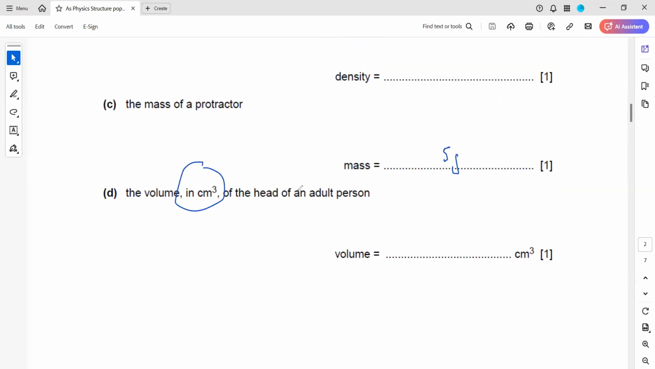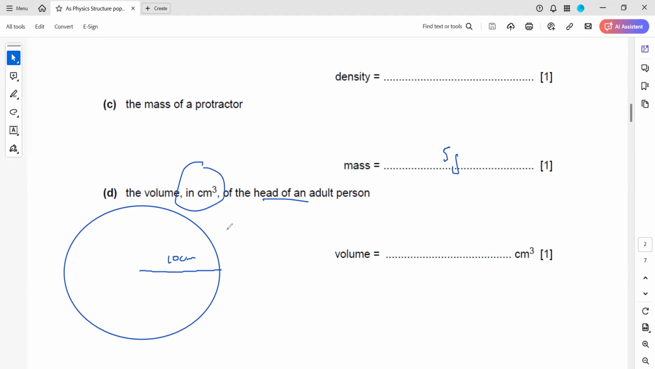Volume in cm cube, head of the adult. If we consider our head as a sphere, what is the approximate radius of our head if we consider it as a sphere? Approximate, you can use a scale to identify. Estimation is there, but for example 10 centimeters. 10 centimeters, 7, 8, it's up to you.